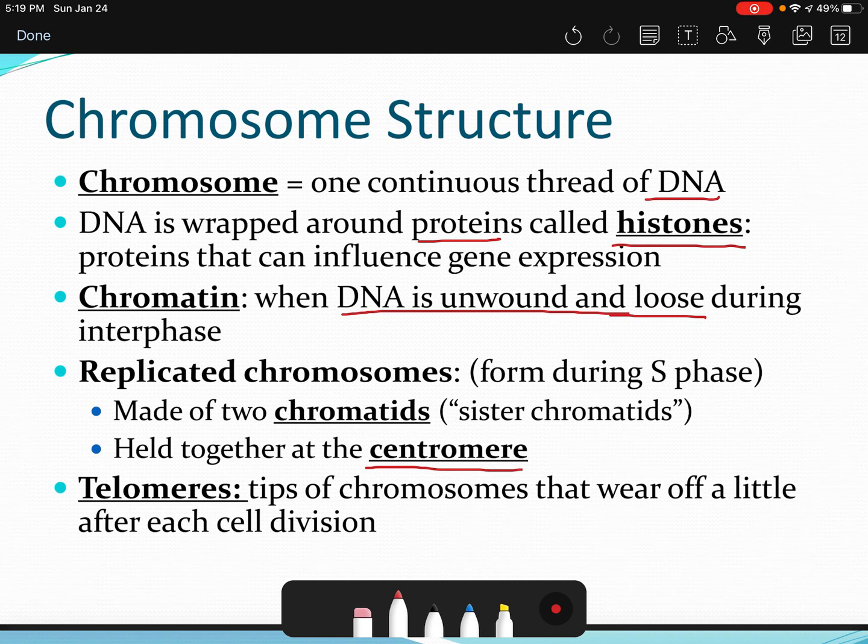And then one last part that you need to know about the chromosome structure is the telomere, and those are the tips of the chromosomes. They wear off a little after each cell division, and they play a role in aging. Each time the cell divides, a little bit of the telomeres gets worn off, and eventually that cell can't divide anymore. And so that really is what contributes to us aging. We don't live forever.